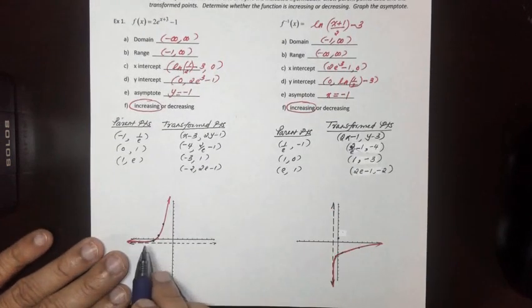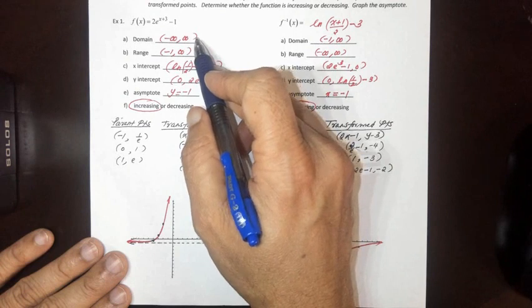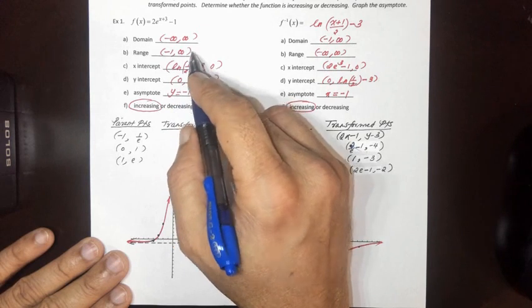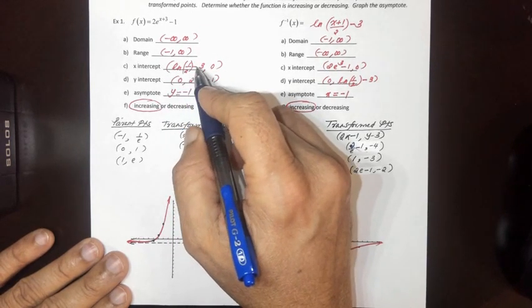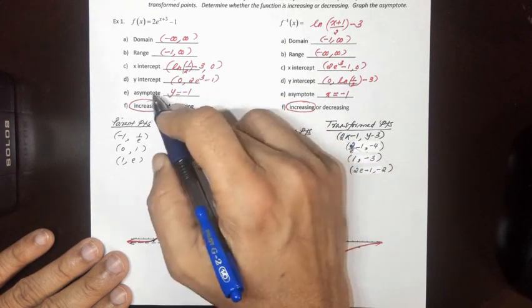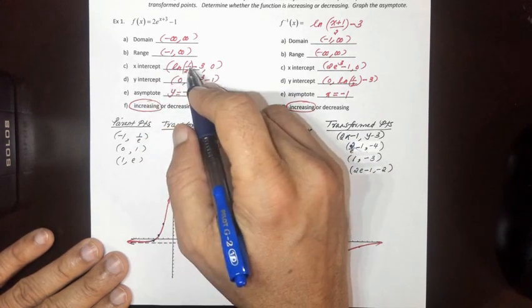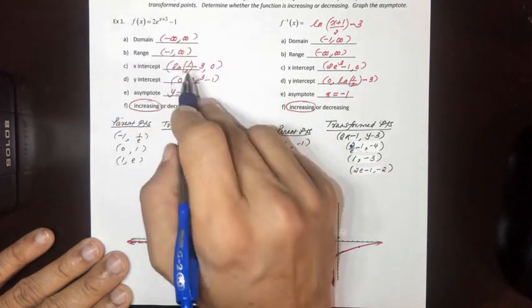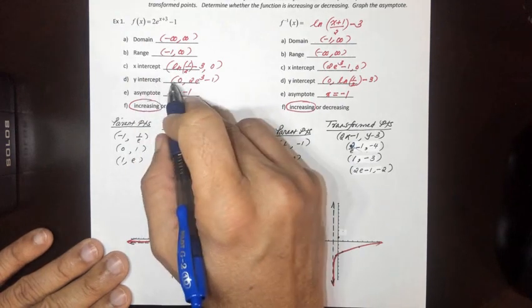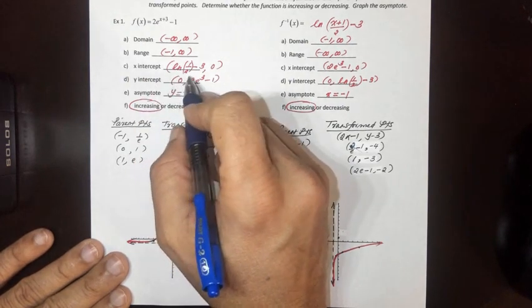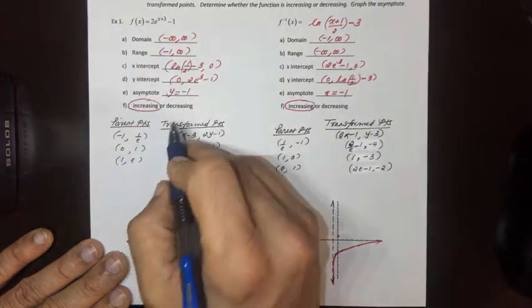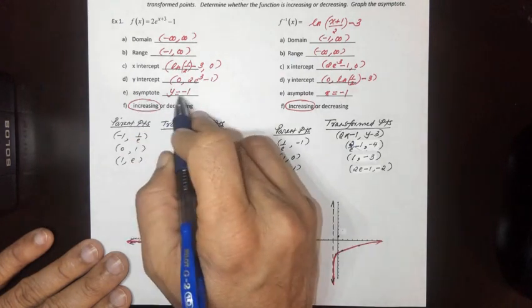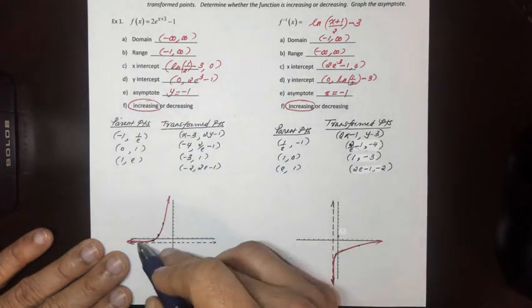Plot those points, and the attributes are: domain x from negative infinity to positive infinity, range negative 1 to infinity, x-intercept is ln of 1/2 minus 3, comma 0. You can find the x-intercept by setting y equal to 0 and doing the math to find x, and the y-intercept is calculated by setting x equal to 0. Replace that x by 0 and you calculate for y. That is 2e to the power of 3, minus 1. And the asymptote is y is equal to negative 1, and it is an increasing function.